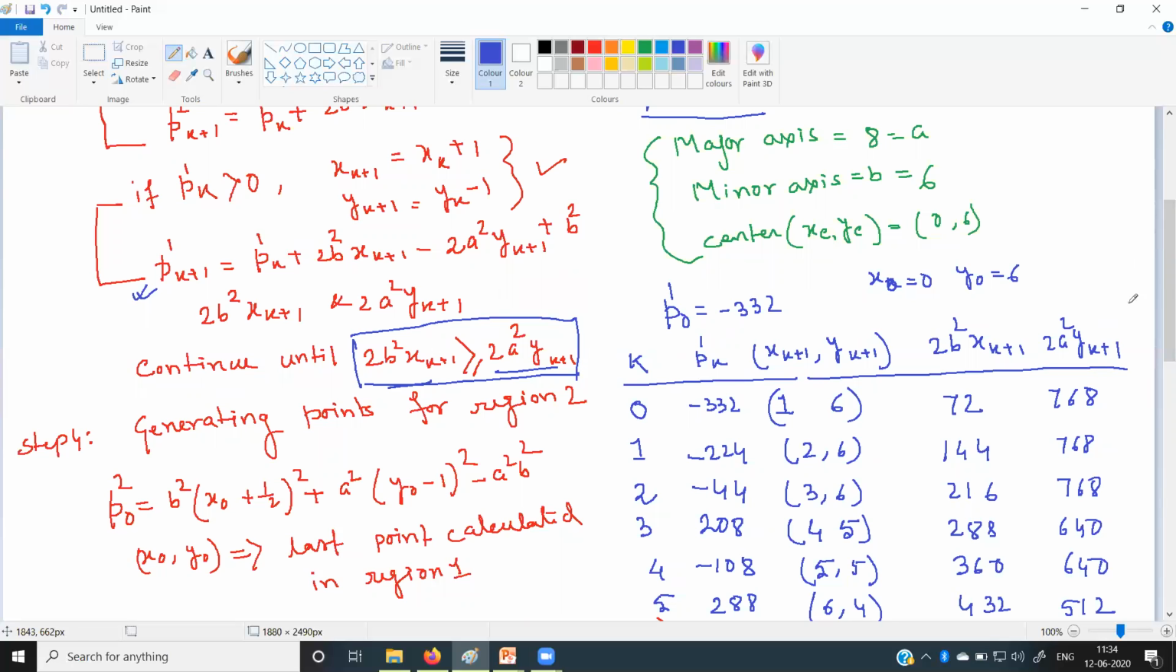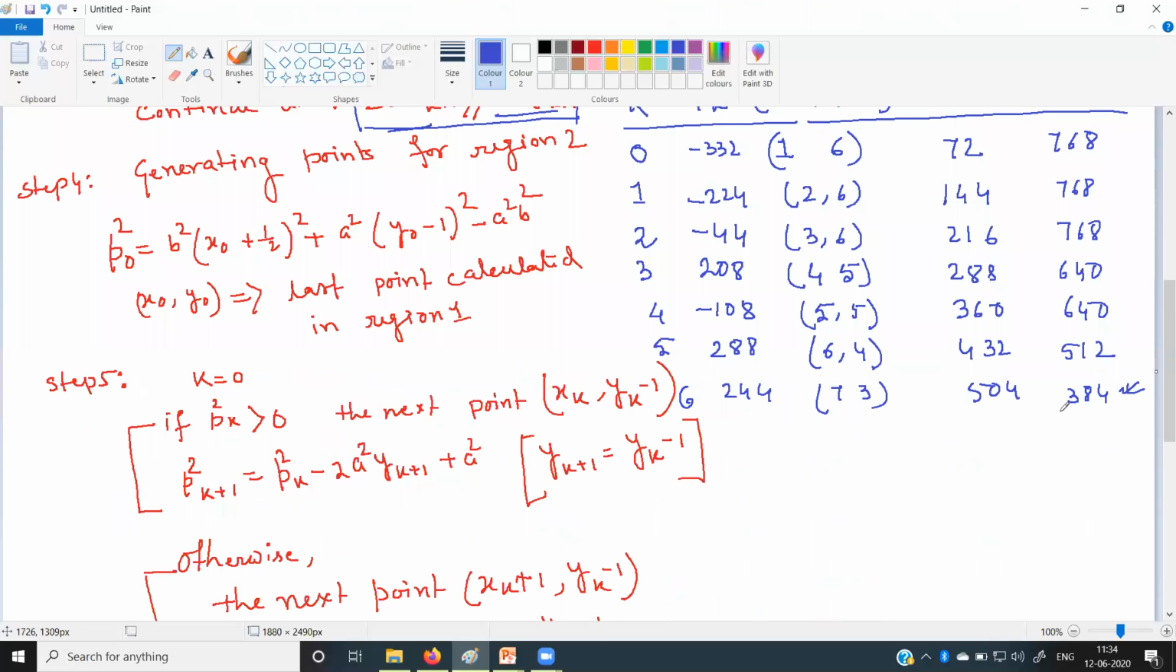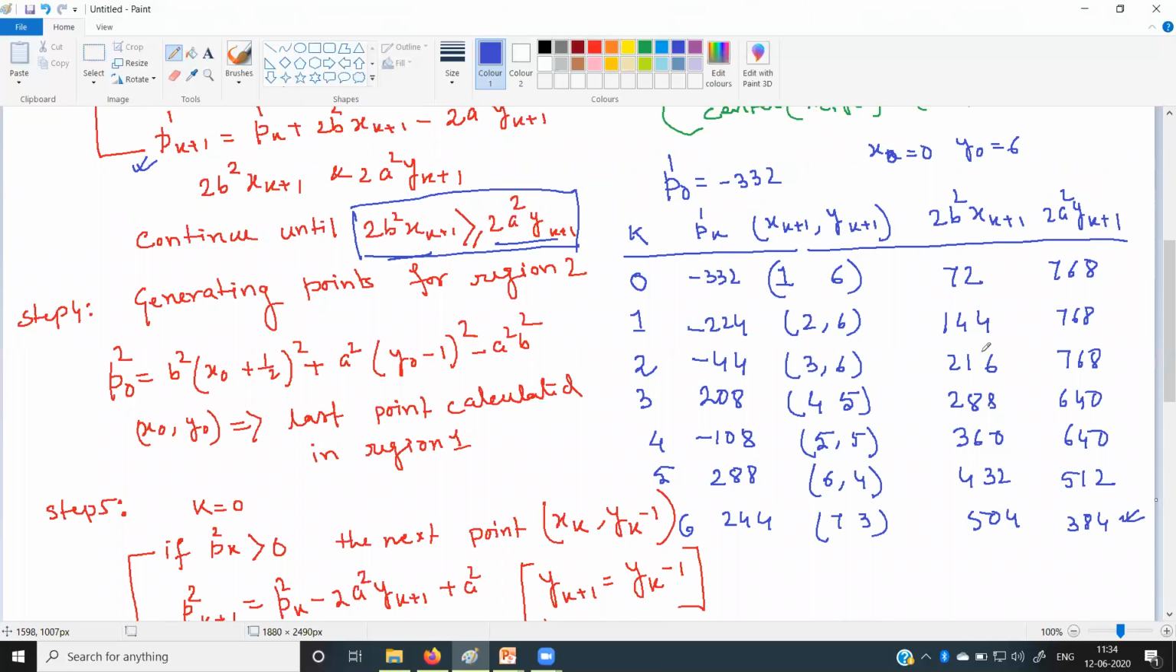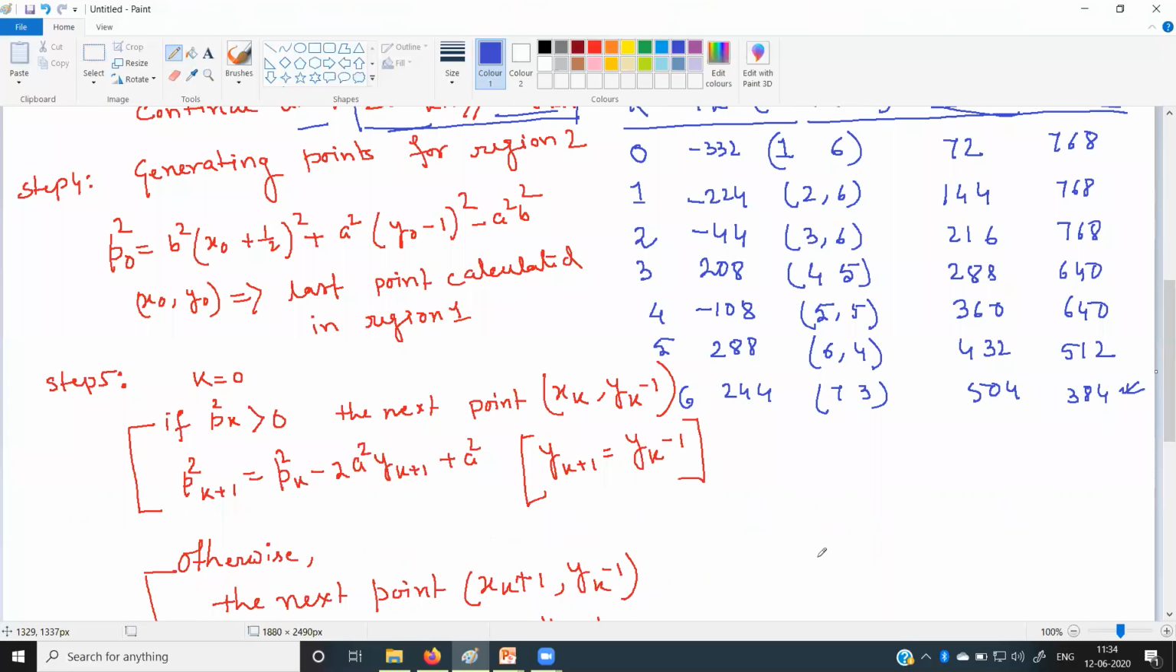Again, I am telling you, before the sixth iteration, you can see the value of 2b square xk plus 1 is always less than the value of this part. So as it is less than, we continue, but when I reach here, I have to stop. So I can generate all the points which belong to region 1. Now what do we have to do? We have to compute the points for region 2.